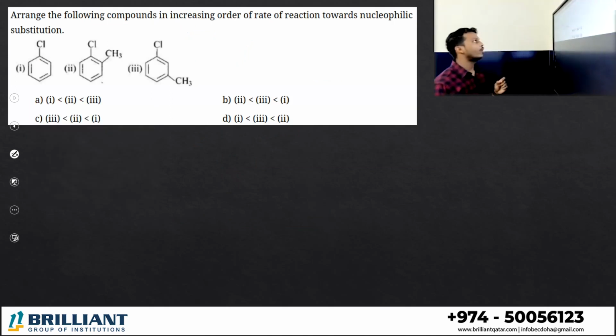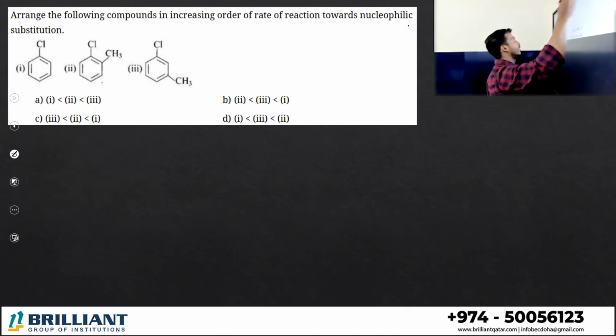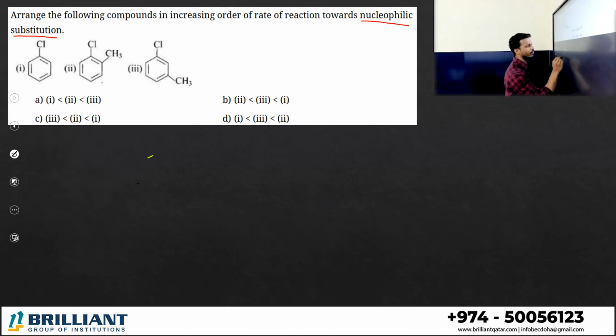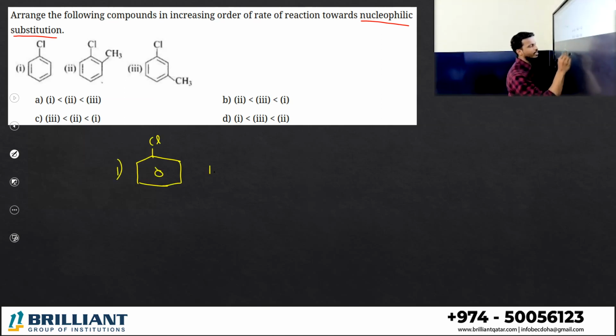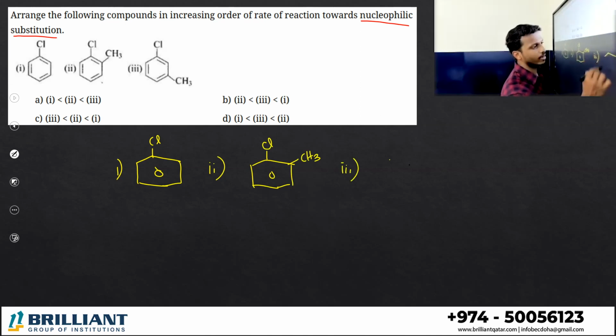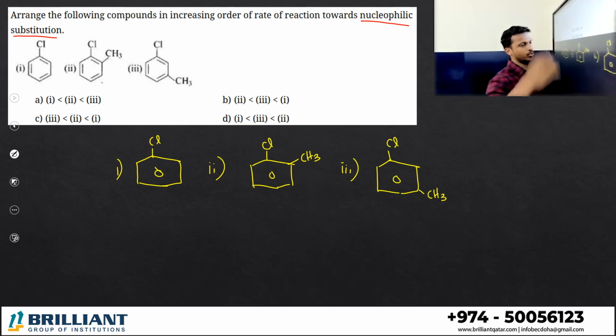Arrange the following compounds in the increasing order of their rate of reaction towards, again, nucleophilic substitution reaction. Same question. What is the compound? The first one is given as chlorobenzene. The second one is chlorobenzene with the methyl group on the ortho position. The third one is chlorobenzene with the methyl group on the meta position.